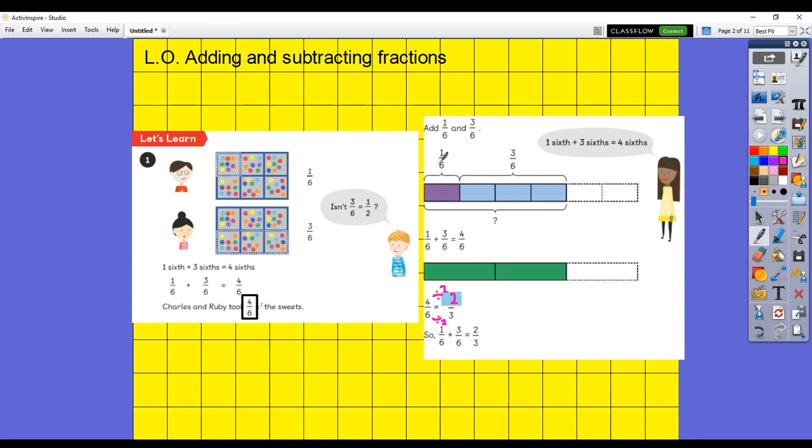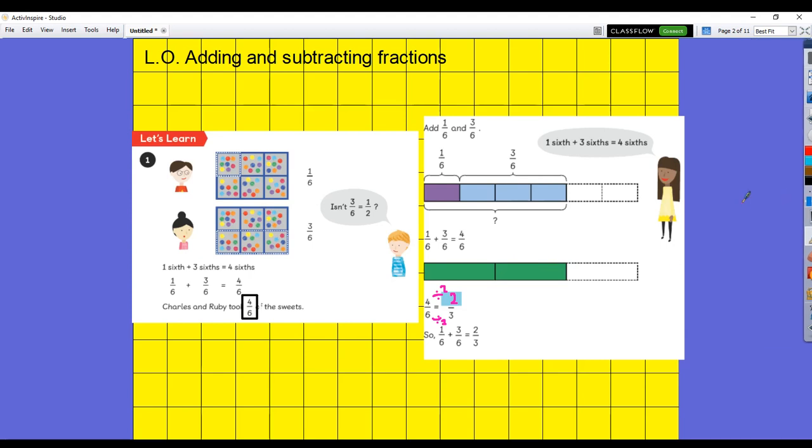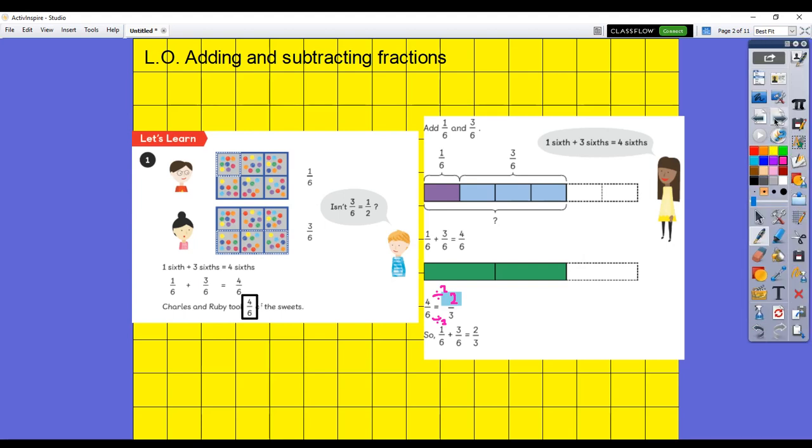Okay, if we have a look at our fraction rule up here, we've got 4/6, and that is being split into 2/3. Okay, if you want to pause the video here and go back and have a look at how we did that, you can do that. If not, we're going to move on.